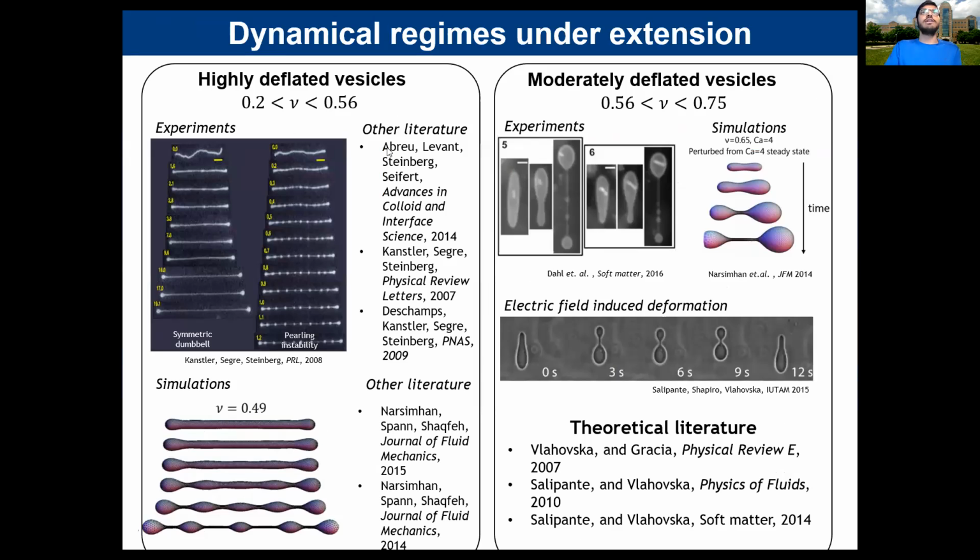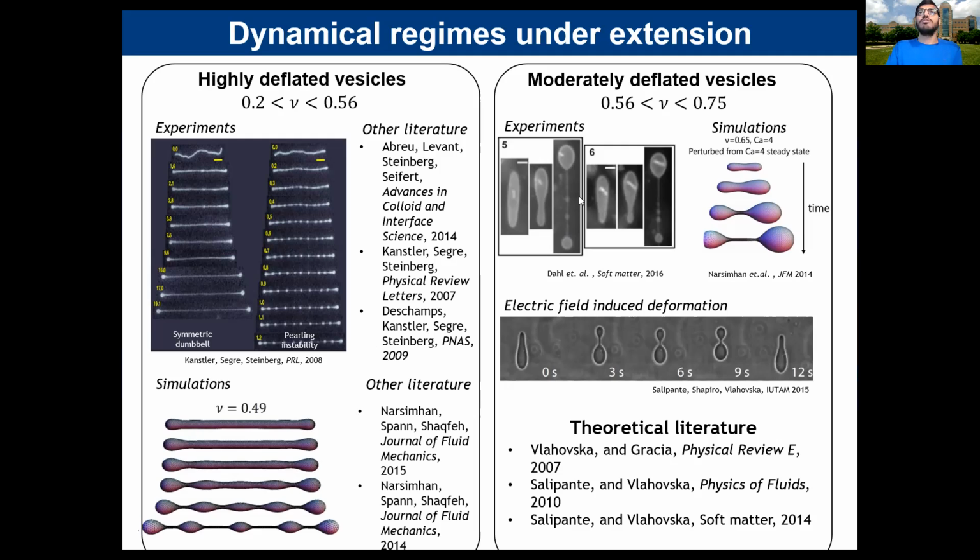Now, if you look at the literature of vesicle dynamics in flow, people have mainly identified three different dynamical regimes under extension. So earlier work in 2008 by the Steinberg group showed that if you have a vesicle whose reduced volume is lower than 0.6, then if you place that vesicle in a flow, it will transition into a symmetric dumbbell shape along with pearling. These experiments have been complemented well by numerical simulations from the AIChE group.